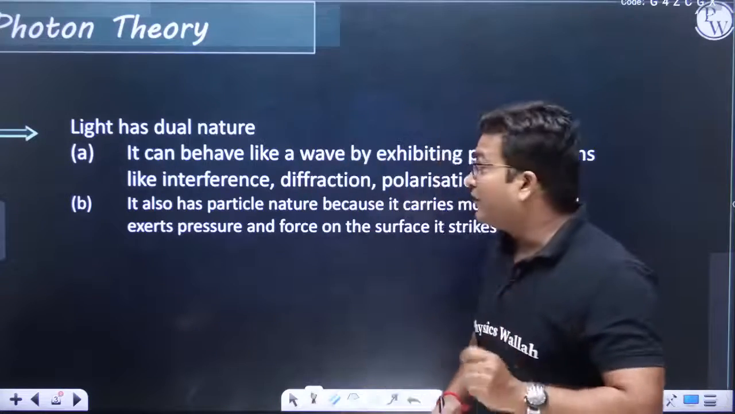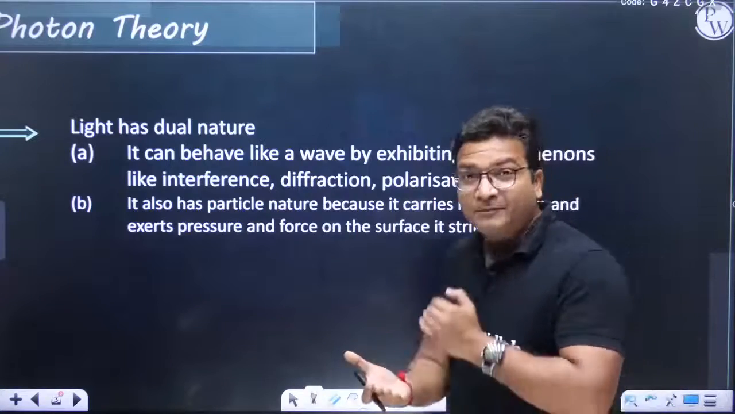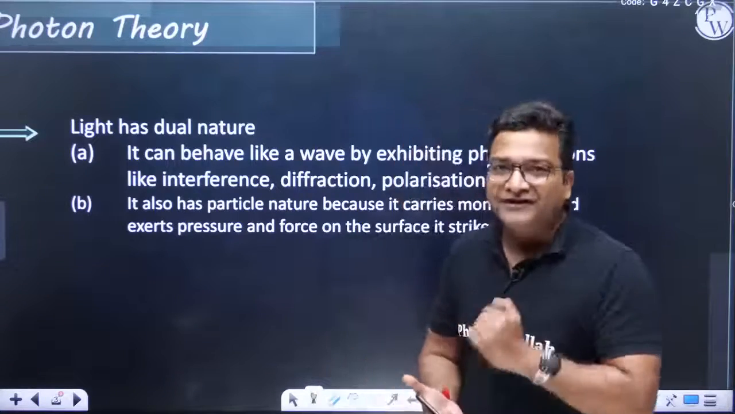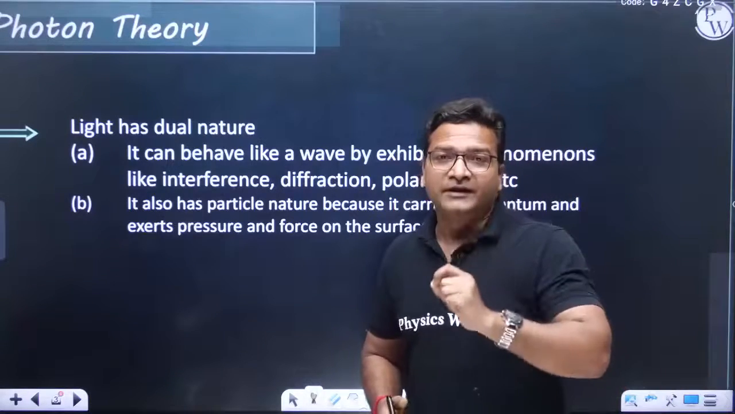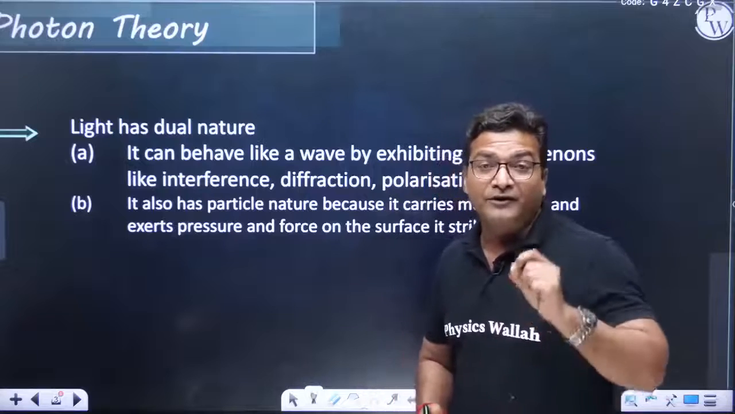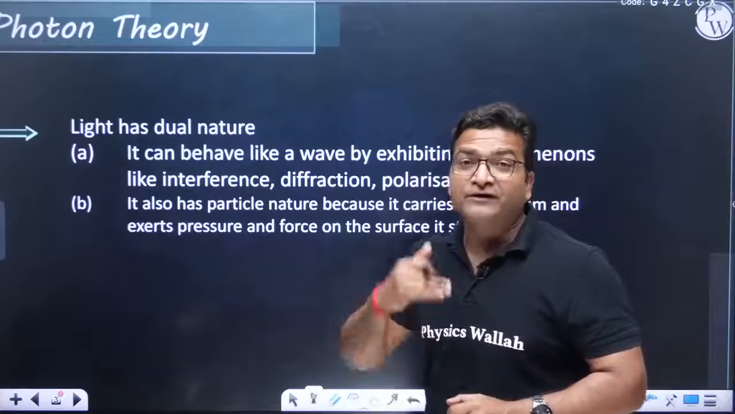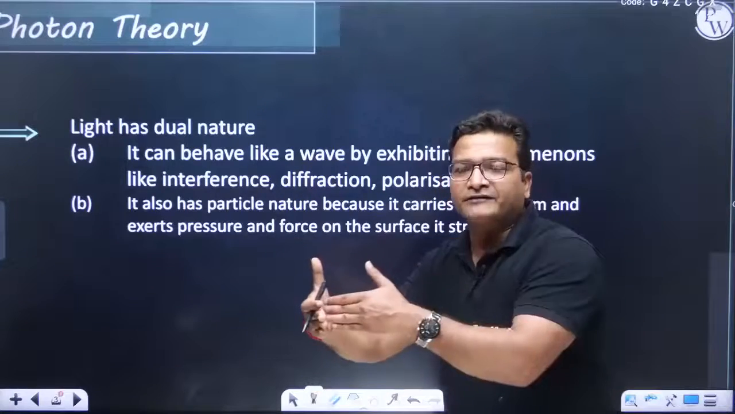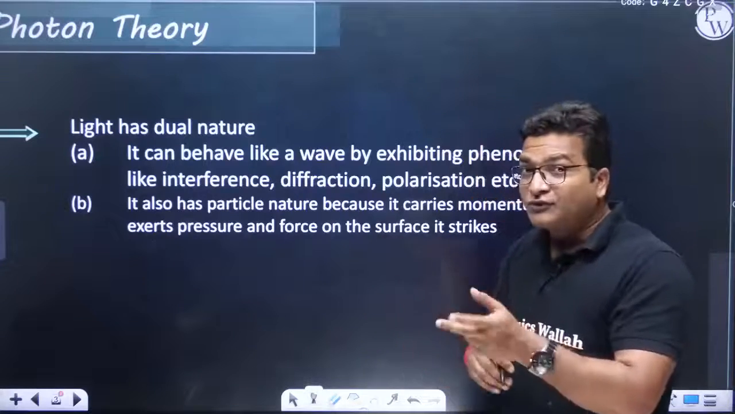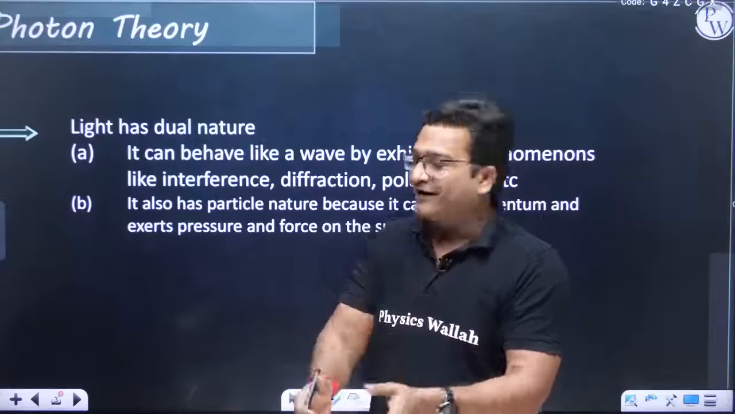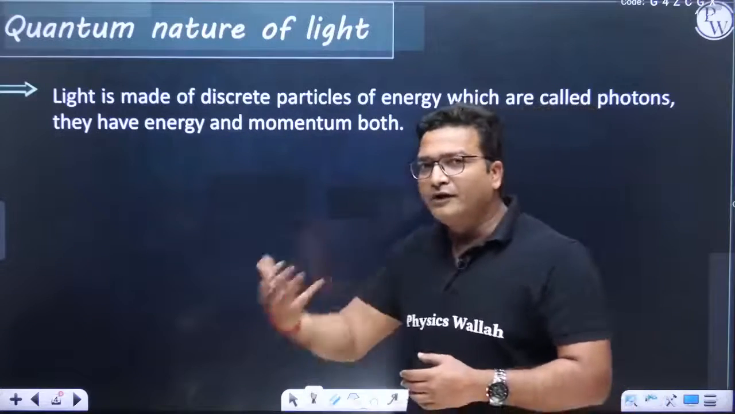Light has wave nature because it exhibits interference, diffraction, polarization, and this is the sure proof that light has wave nature. But the light also has momentum, and momentum is a characteristic property of particle. Light carries momentum and it exerts pressure and force on the surface it strikes. So light also exhibits particle nature. Okay, so light has dual nature. It has wave nature and it has particle nature. So that's amazing, isn't it? That is called quantum nature of light.